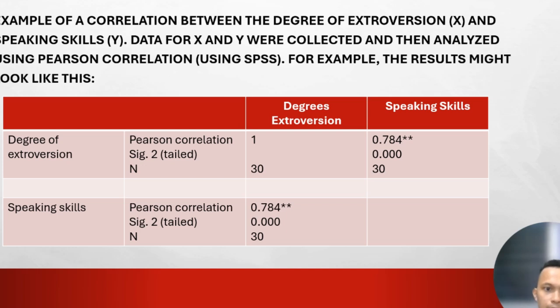And the next example, a correlation between the degree of extroversion X and speaking skill Y. Data for X and Y were collected and then analyzed using Pearson correlation using SPSS. For example, the result might look like this. The degree of extroversion and the speaking skill. We can see the degree of extroversion 1 and N is 30.